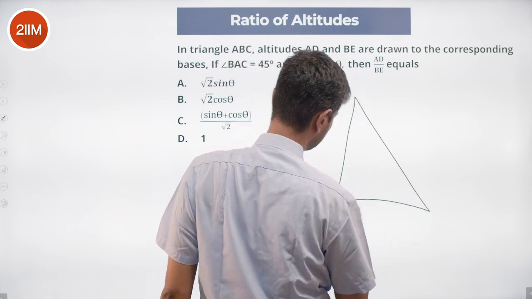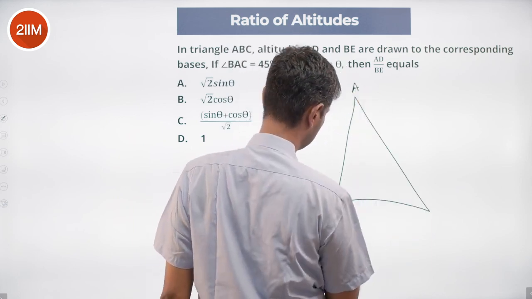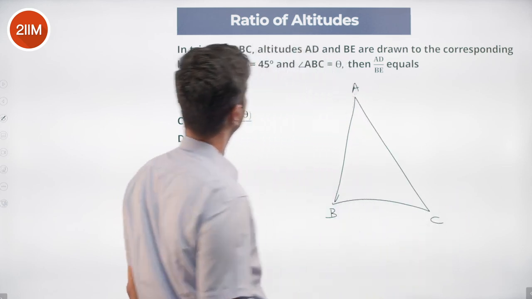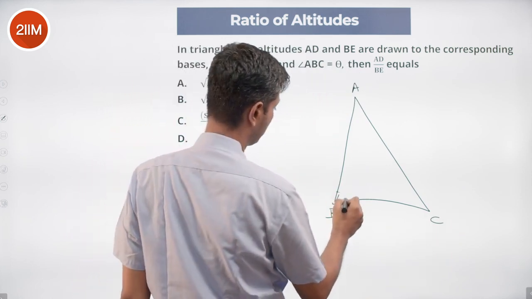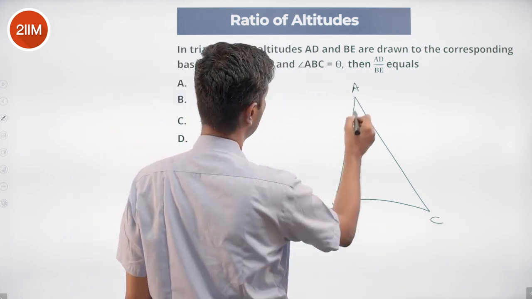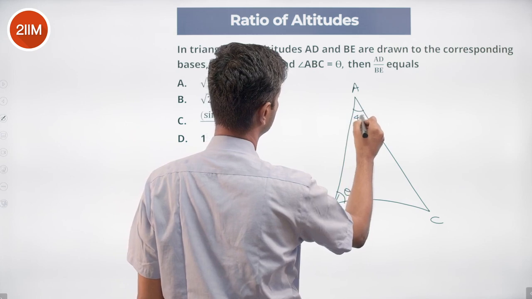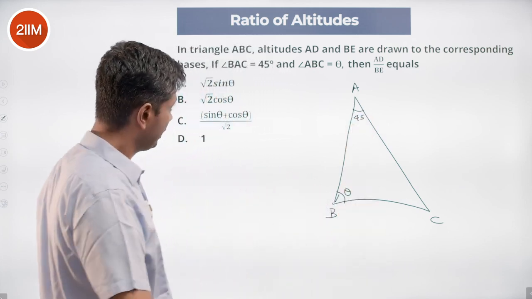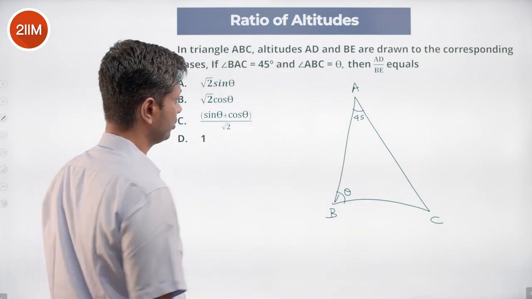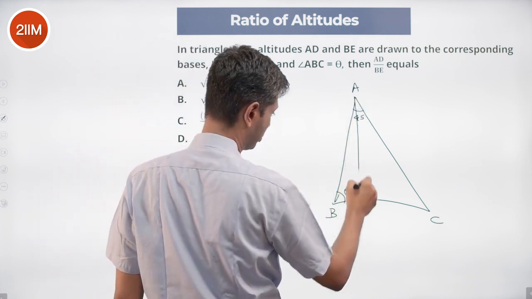ABC. Angle ABC is theta, angle BAC is 45. AD and BE are drawn to the corresponding bases. AD is the base, is the perpendicular to this.